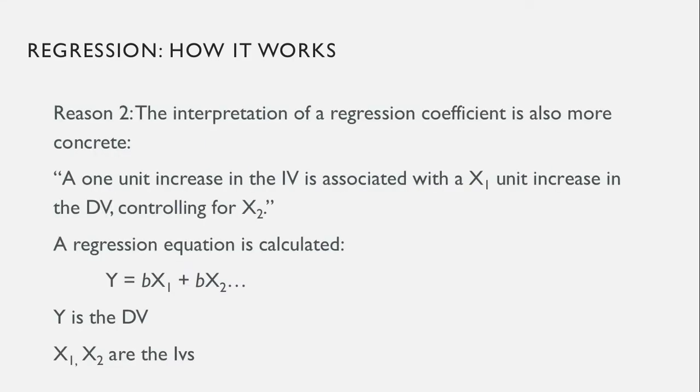So the interpretation of a regression coefficient is also more concrete. A 1 unit increase in the independent variable is associated with an X amount unit increase in the dependent variable, controlling for the control. So Y is the dependent variable, and X1 and X2 are the independent variables. X2 is a control here, so we are controlling for X2, while X1 is the main independent variable.